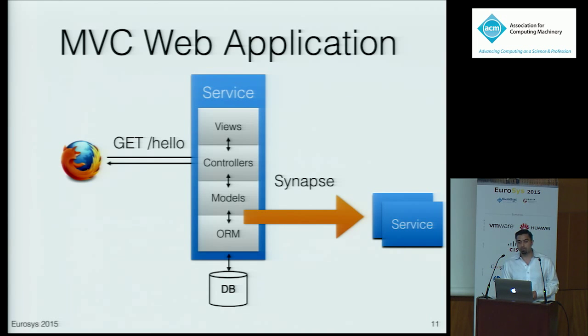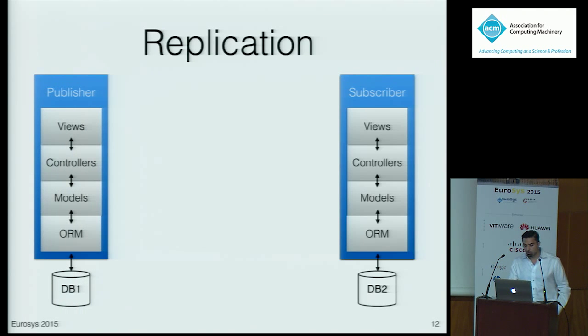You can find more details in the paper. And so that's how Synapse translates data from one database to another without having to deal with the intricacy of each database. So how does this work under the cover? Suppose we have two MVC applications, a publisher and a subscriber. We want the publisher to export some data, which a subscriber imports.